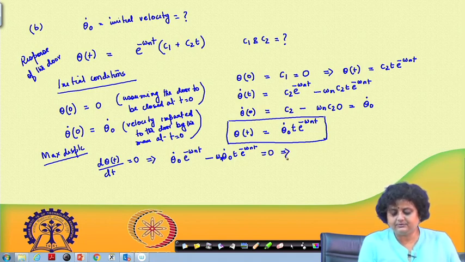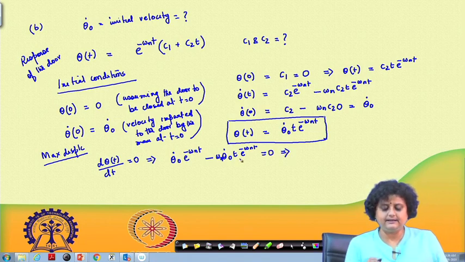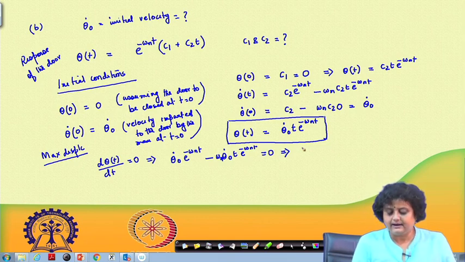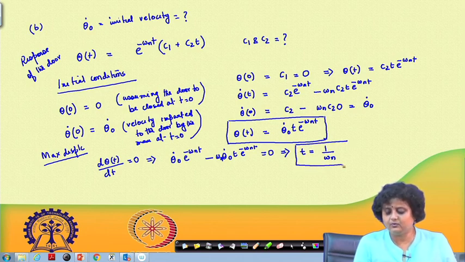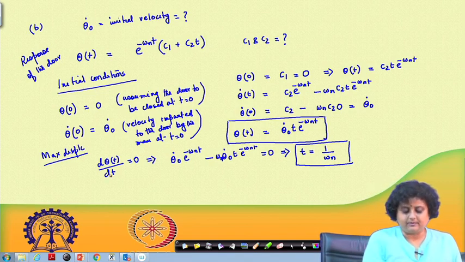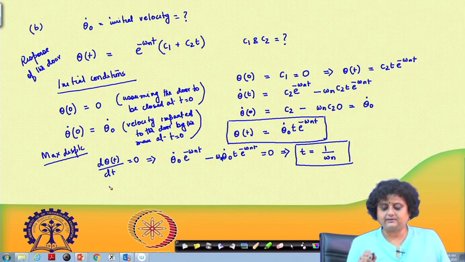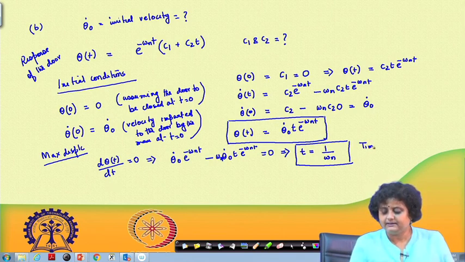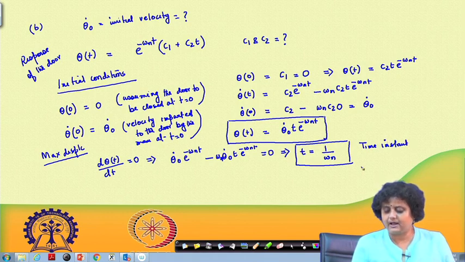Since e to the power minus omega n t cannot be equal to 0, by solving this equation we get t equals 1 by omega n. So, at the time instant when t is equal to 1 by omega n, my theta is going to be maximum. Let me just write this: this is the time instant of maximum theta t.